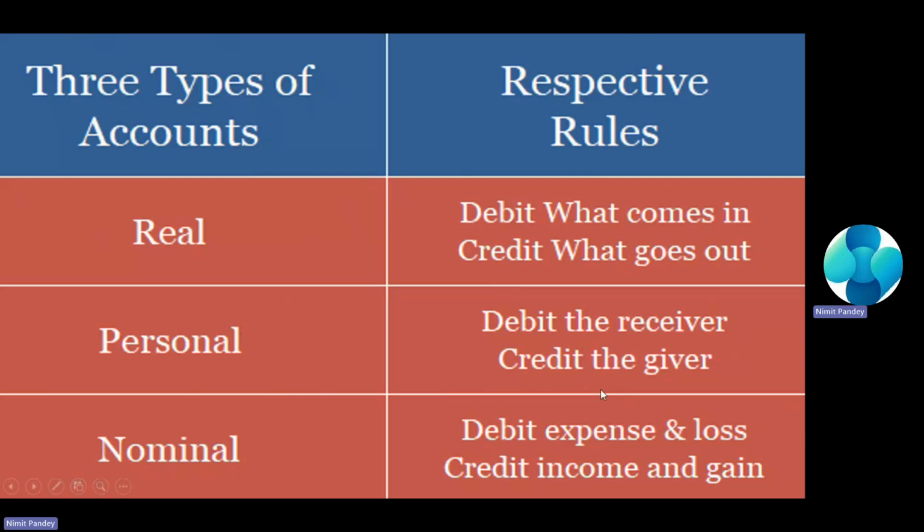Expenses and losses are debit, and credit will be income and gain. Most of the functional consultants who are not from an accounting background can just remember these rules and go through the entries.